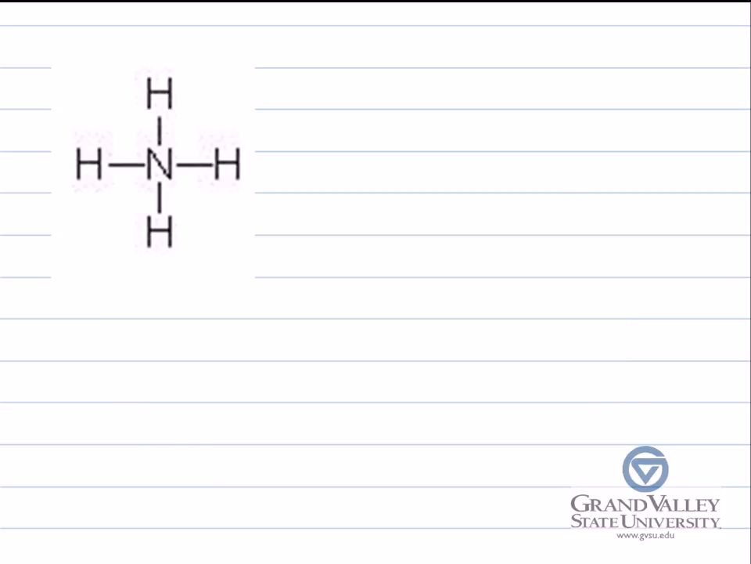Welcome back. We will start by calculating the formal charge on the nitrogen in this structure. We start with 5 valence electrons. There are no lone pair electrons in our nitrogen atom, but there are 4 electrons from the 4 covalent bonds with hydrogen.